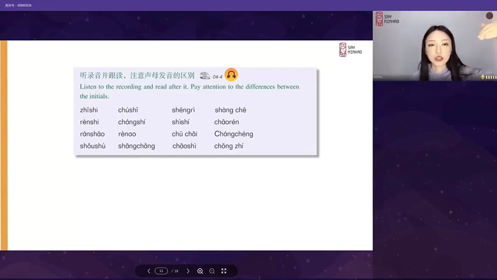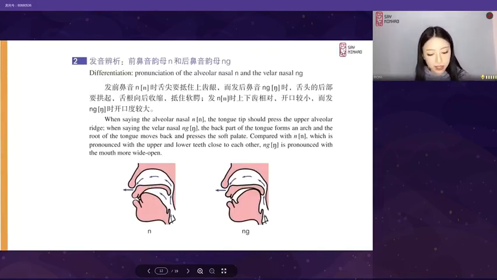Next, 事实. Next, 超人. Next, 燃烧. Next, 热闹. Next, 出差. Next, 长城. Next, 手术. Next, 商场. Next, 超市. Next, 充值. Okay, very good. Now let's move on.